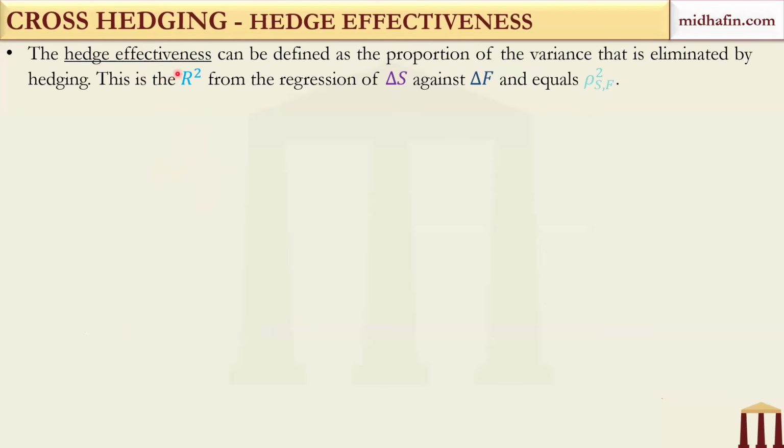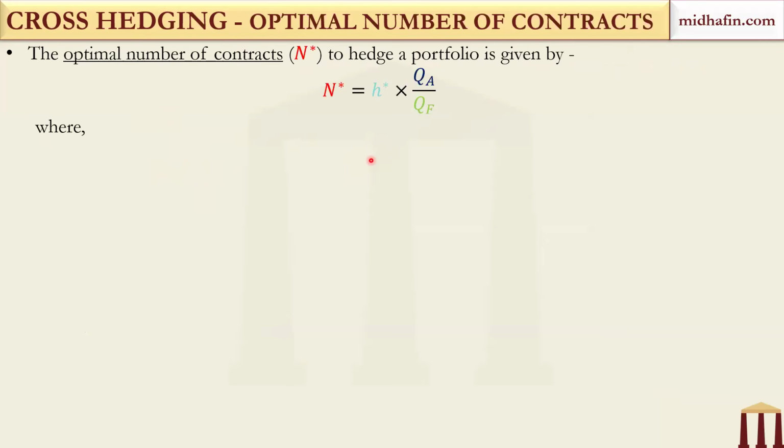What is hedge effectiveness? Hedge effectiveness can be defined as the proportion of the variance that is eliminated by hedging. Again, this is same as the definition of R square. So basically, the proportion of the variance which was explained, right? The amount of variance in the dependent variable which was explained by the variation in the independent variable, that was R square. So over here also it's the same. That is the hedge effectiveness. And once you determine the hedge ratio H star, you have the optimal number of contracts.